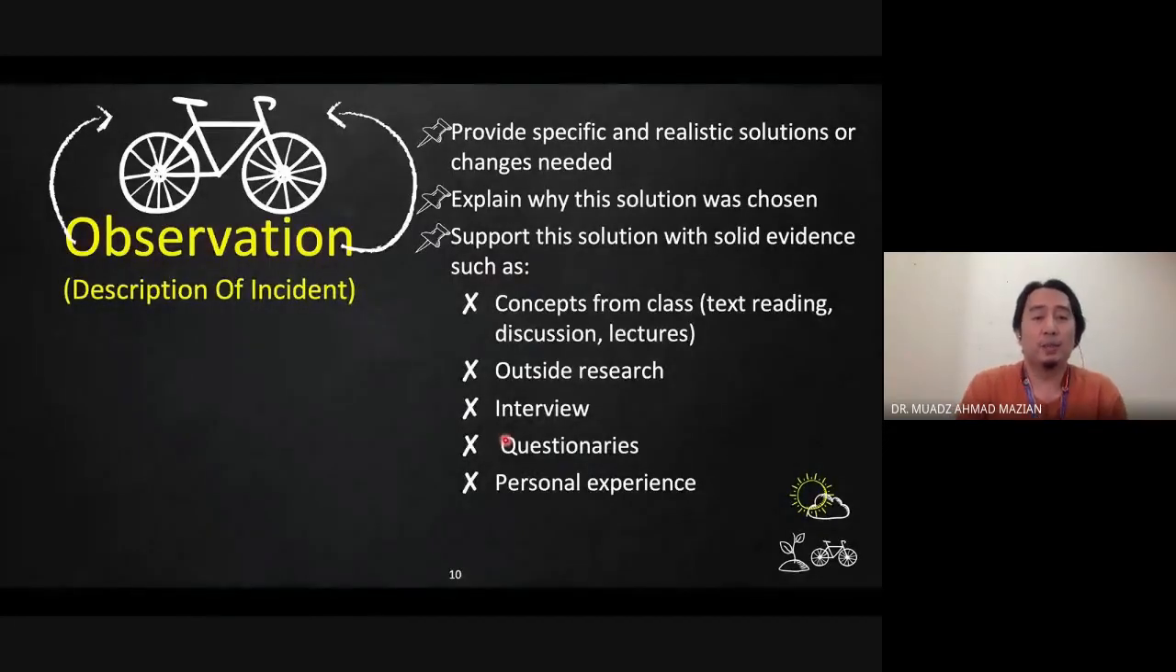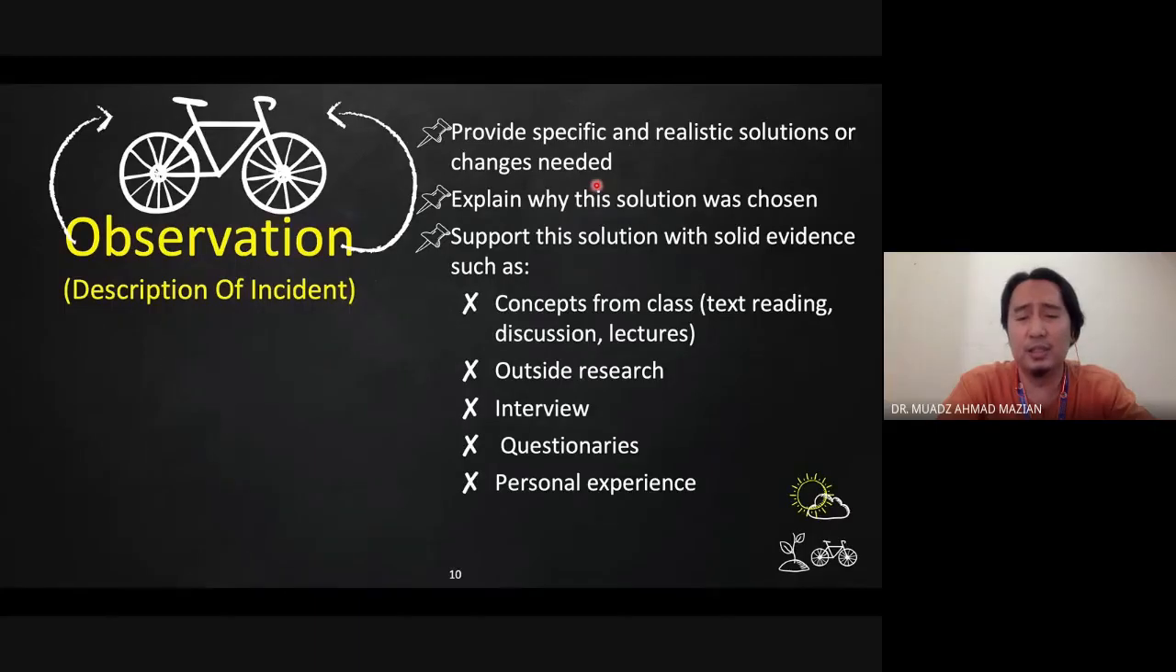Okay, next we go to the observations or descriptions of incidents. Okay, so these are tips on how to write the observations. Okay. First, provide specific and realistic solutions or changes needed. So daripada problem yang you dapat tadi, you buat observations, then you come up with specific solutions or changes that you perlu buat in order to solve that particular problem. Okay. Explain why the solution was chosen. Kenapa you pilih solution ni untuk solvekan problem tu, right?